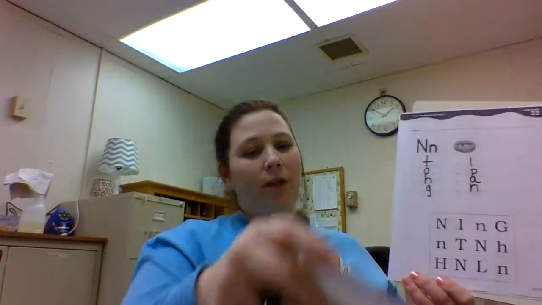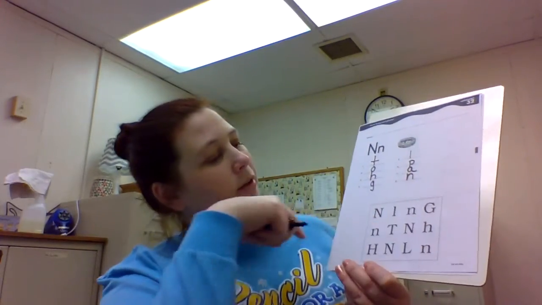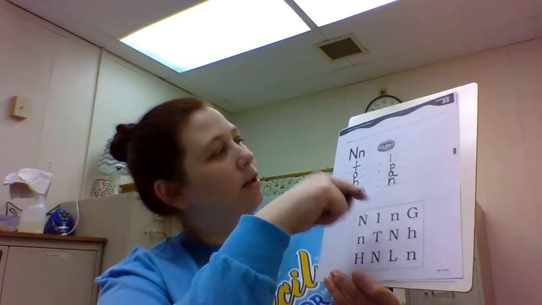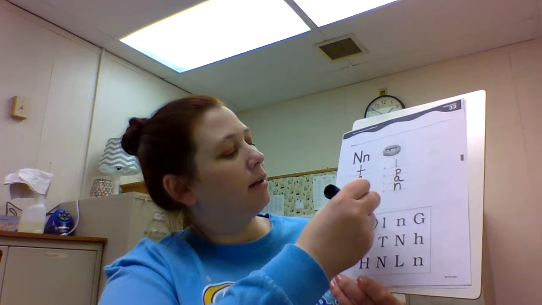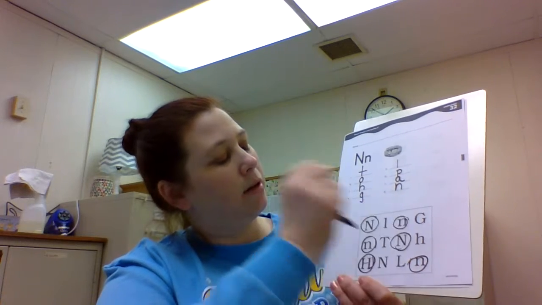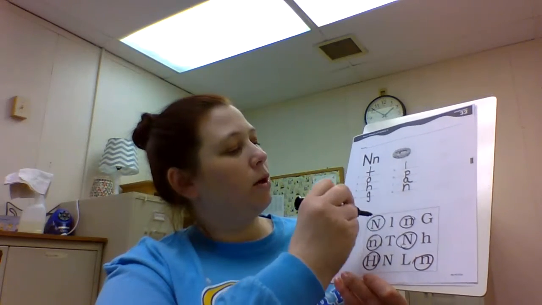All right. Next, we're going to look for some N's down here, and we're going to circle all the capital and lowercase n's we can find. All right, let's count them up. 1, 2, 3, 4, 5, 6. I found 6. Did you find 6? All right, let's move to our back page.